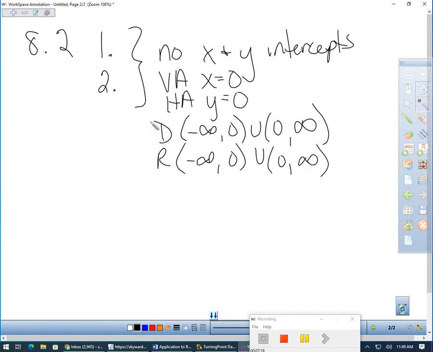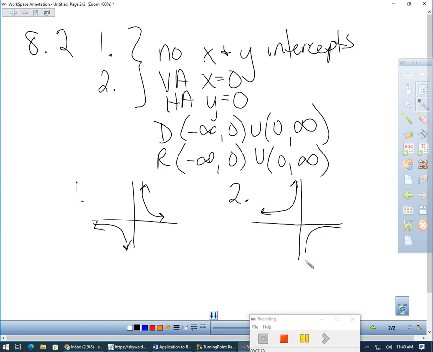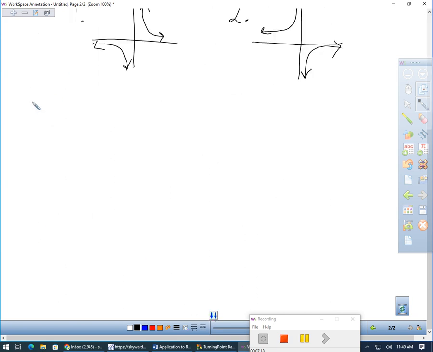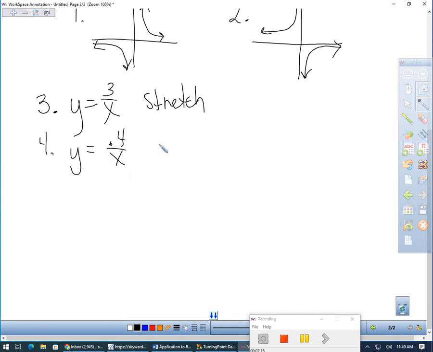Again, remember, domain is the x values and range is the y's. Now, the only difference in the graphs between the two, for number 1, the graph is in the first and third quadrants. And for number 2, because the a value is negative, it is in the second and fourth. For number 3 and 4, they just want to know what the a value is going to do. So for number 3, if I have y equals 3 over x, this is a stretch. For number 4, if I have y equals 0.4 over x, this is compressed. Because remember, that number is between 0 and 1.